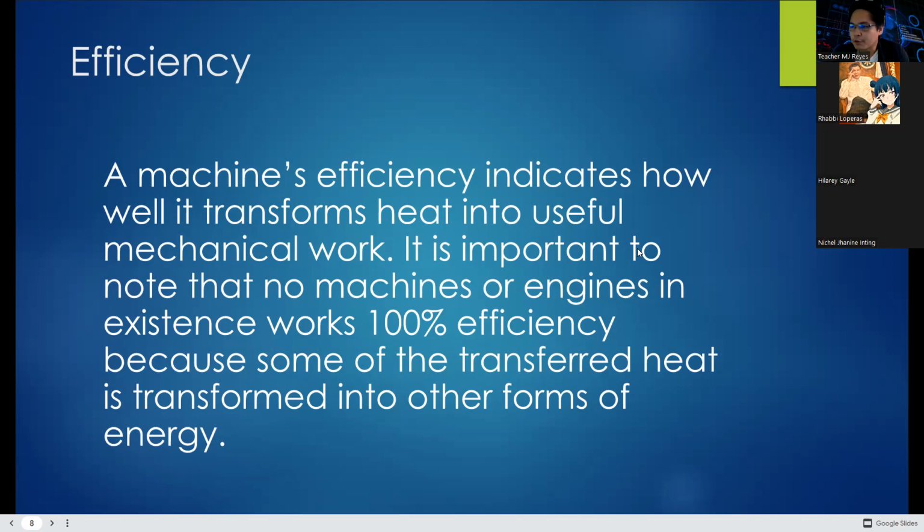For example, if you use your car, you convert heat into mechanical energy. But how about the sound? You also converted heat into sound waves or sound energy. How about your air conditioner? You converted heat into work on your aircon. Those are just a few. There is no such thing as 100% efficiency, because some of this energy will be converted into another form. That's the reason behind it.